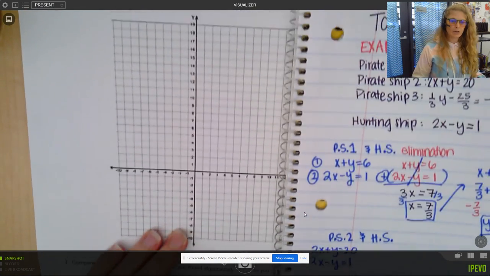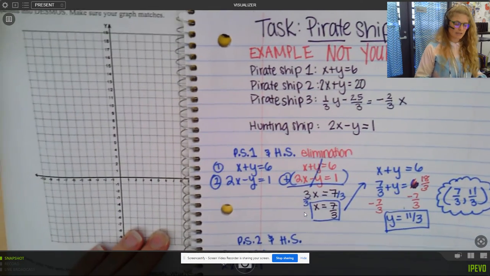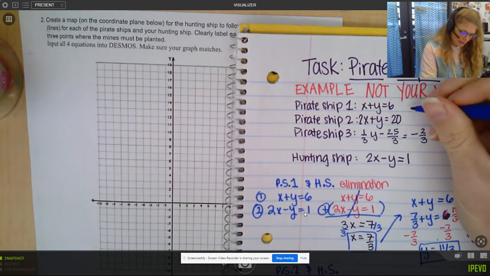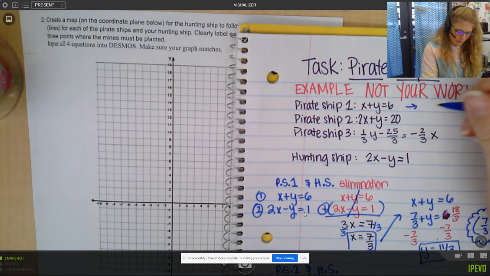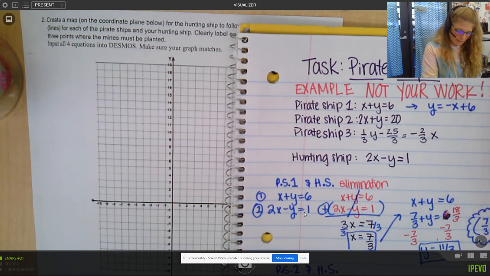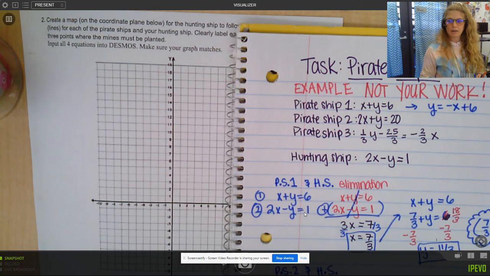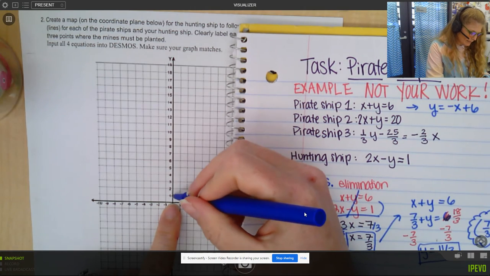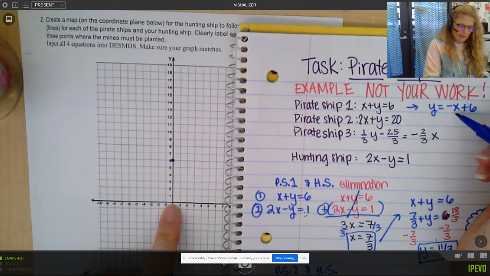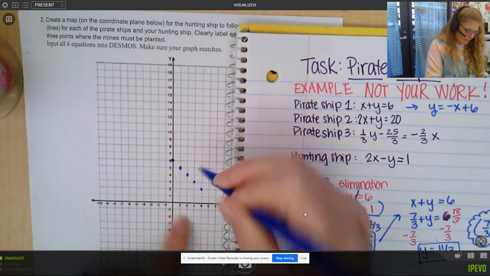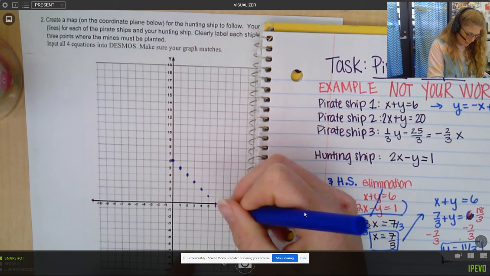When you go to your graph, you're probably going to want to rewrite these equations in slope-intercept form to graph them. So for pirate ship 1, I would subtract x from both sides, and now you get y equals negative x plus 6. So you might want to show a little bit of work of rewriting them in slope-intercept form. You can always do that on a separate piece of paper or on the side over here. And then to graph pirate ship 1, I would go up 6, 1, 2, 3, 4, 5, 6 to my y-intercept. My slope is negative 1, so I'm going to go down 1, right 1, and double check that we're going downwards. And I'm going to plot as many points as I can to make this as accurate as possible.